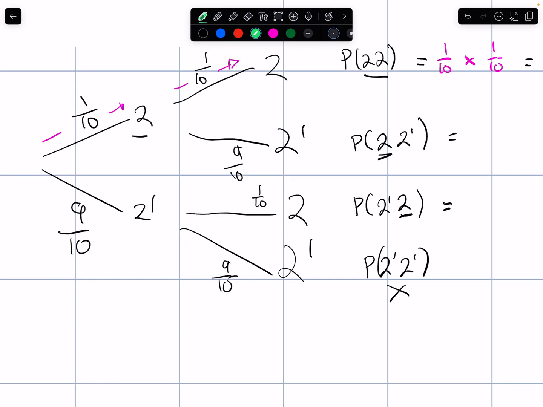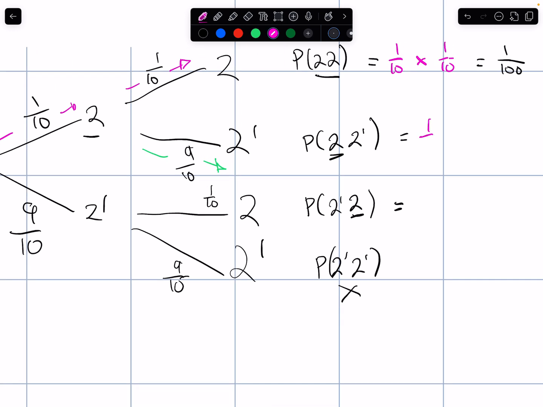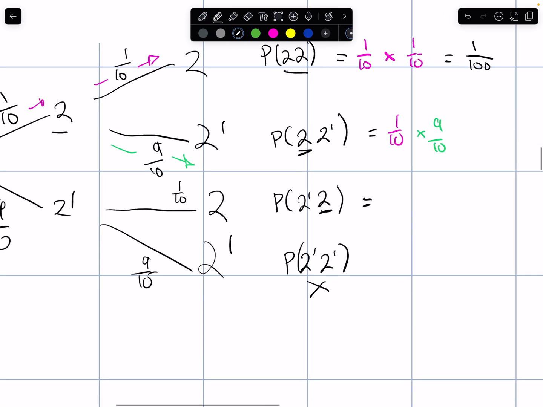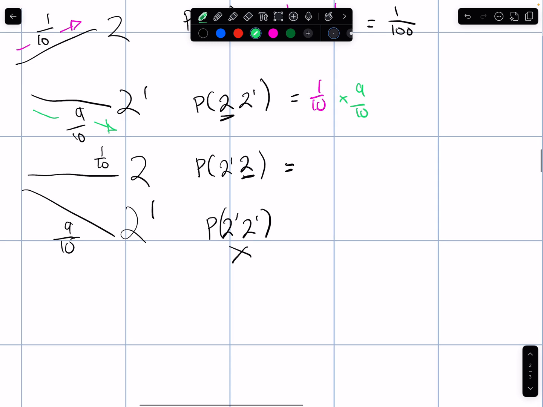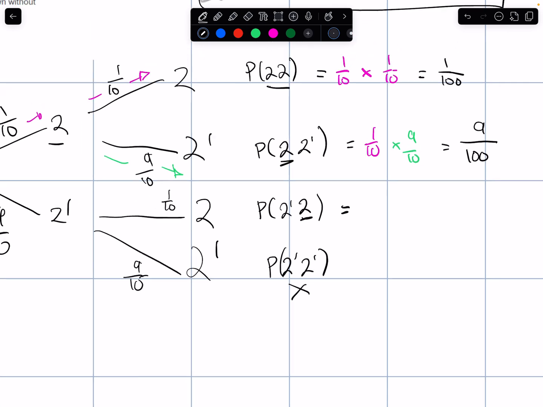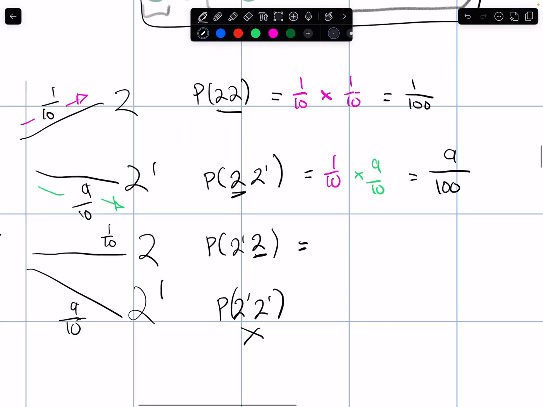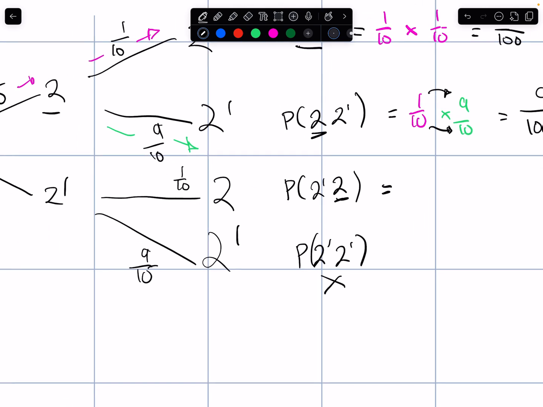Now, this one here, maybe we'll do it in green. We have 1 out of 10. We're going to follow that. And then we have here 9 out of 10. So we have 1 out of 10 times 9 out of 10, which is equal to 9 out of 100. So for those of you who might need a refresher in multiplying fractions, the way we multiply fractions is we multiply across this way, right? Anyway, we'll move into the next one.